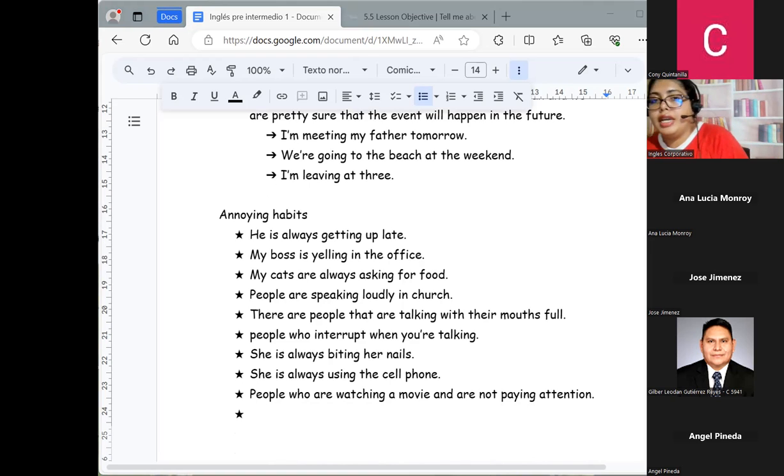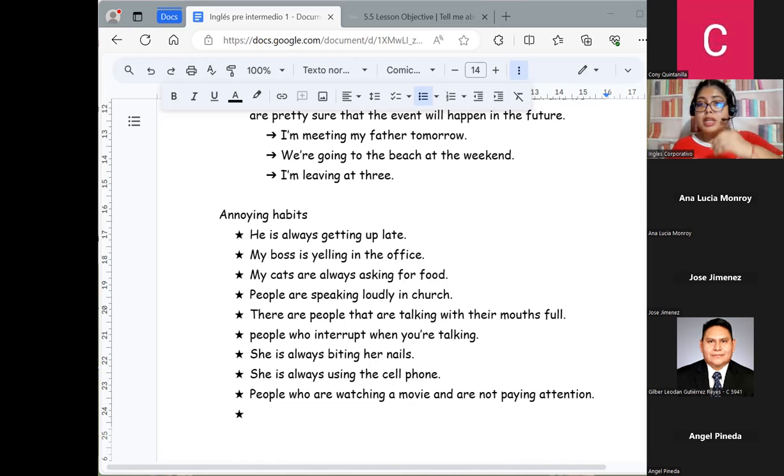Okay, there are a lot of bad habits that people have, or that maybe in some cases we also have, and we can use this structure to explain those situations and the different things that we are not very happy about, like in this case people who are getting up late and they know that they have some things to do during the day. We can say these people are being late to the different places they are going, the people who are yelling, the people who are speaking loud in specific places.